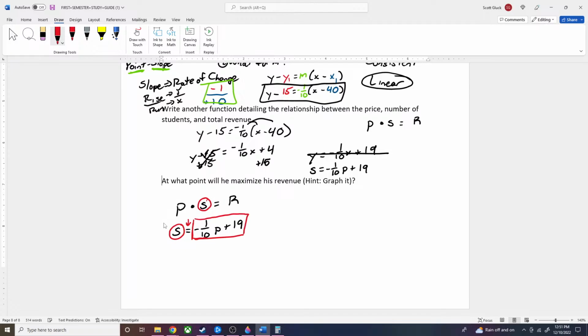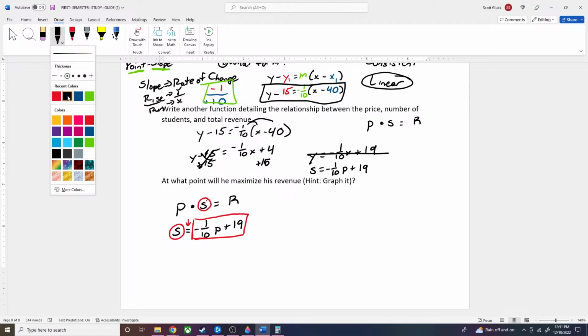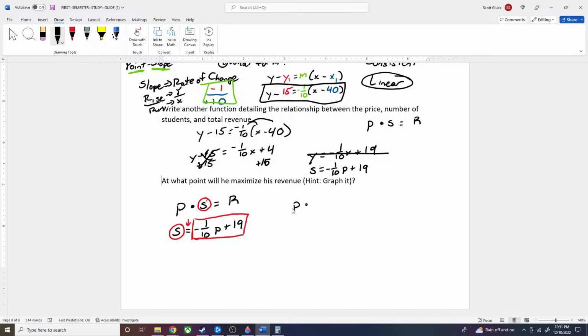And while in the past we've used this to say, okay, if S equals 5, right, then you can start to solve this problem. But now what we're going to do is we're going to say, okay, S is actually equal to this entire equation here. And what does that do? Well, behold, price times negative 1 over 10 the price plus 19 equals the revenue. We have now removed the middleman of calculating how many students he's going to have.